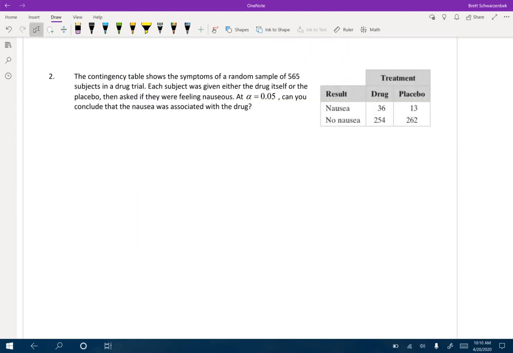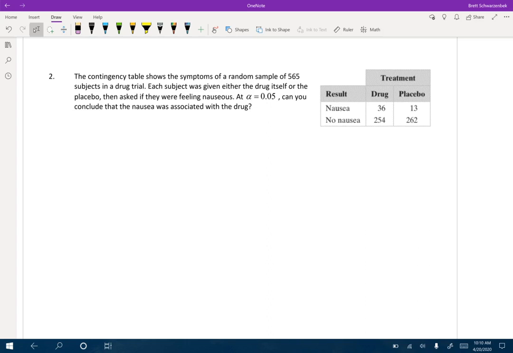Okay, last one. A contingency table shows the symptoms of a random sample of 565 subjects in a drug trial. Each subject was given either the drug itself or the placebo, then asked if they were feeling nauseous. At alpha 0.05, can you conclude that nausea was associated with the drug?